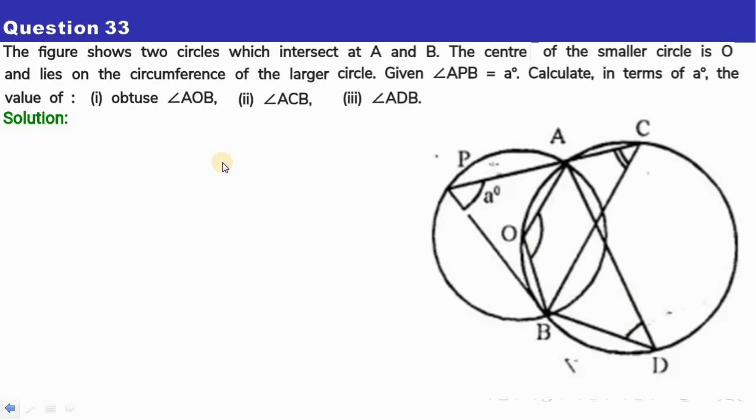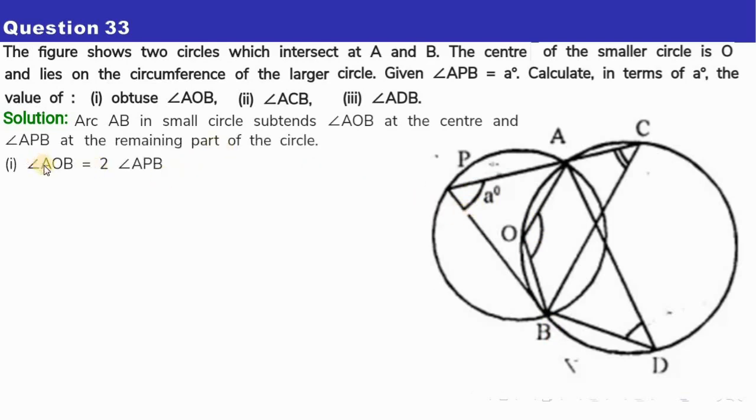Now we have arc AB in the smallest circle subtends angle AOB at the center. That means in the smaller circle this AB arc is there. So forget about the other circle and other lines. Let us get interested only in this part. Now this is my AB arc, and this AB subtends angle AOB at the center. And in the remaining part, this AB subtends APB, isn't it? That means this angle has to be double of this angle. So we have angle AOB equals double of APB, right?